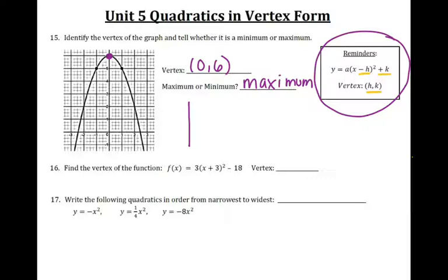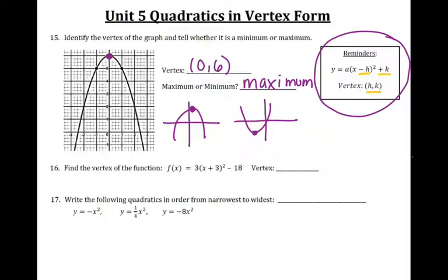So if your parabola opens down, that's going to create a maximum. If your parabola opens up, that is going to create a minimum, since that would be the lowest part of your graph. Number 16, find the vertex of the function.